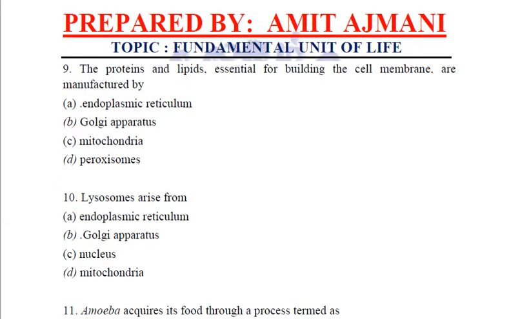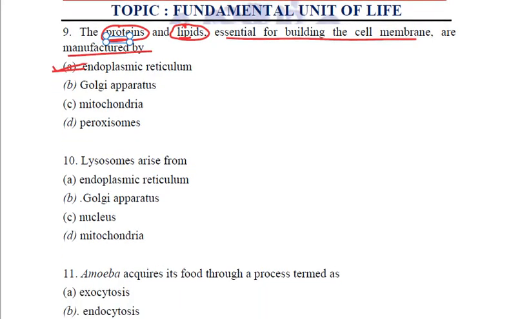Next question. The proteins and lipids essential for building the cell membrane are manufactured by... Now they are manufactured by endoplasmic reticulum. We have just seen that the lipids are manufactured by smooth endoplasmic reticulum, and I just told you that proteins are made in RER, that is the rough endoplasmic reticulum. So when it comes to both proteins and lipids, the manufacturing takes place by endoplasmic reticulum. Okay, let us come to the next question.